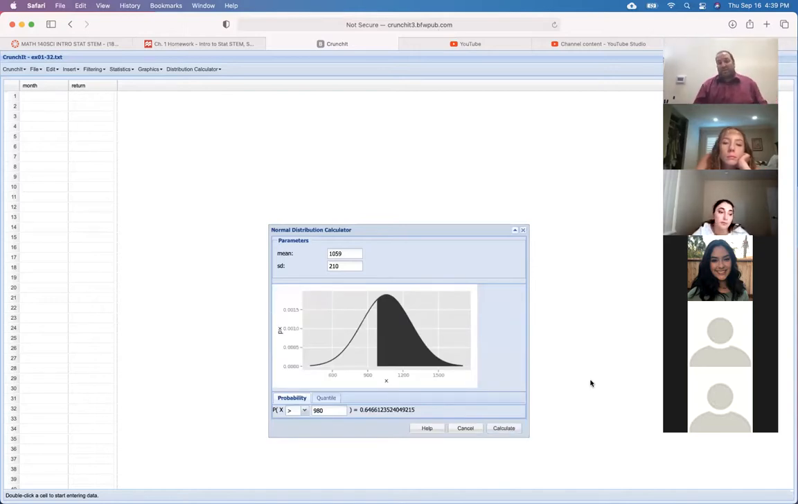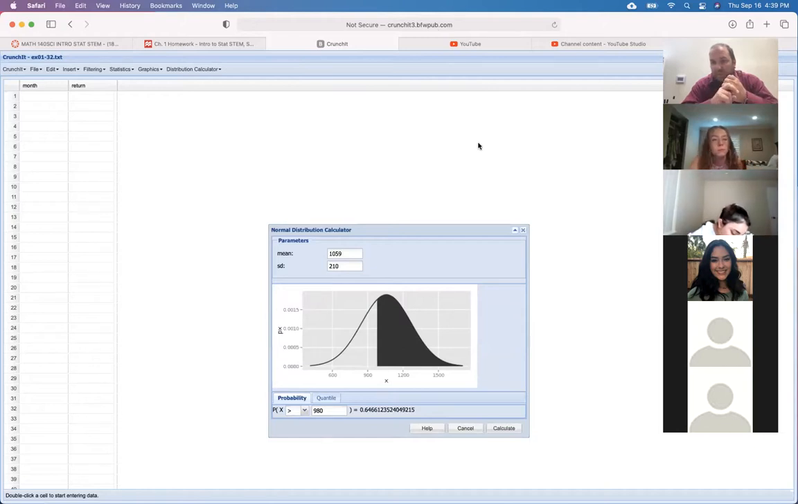Not only do we get the answer that we got from the calculator with a lot more decimals, by the way, but we also get a lovely looking graph, which tells you exactly what you shaded in. Does that make sense? So we have the Crunch It approach, which is essentially a fancy calculator approach, and we have the table approach.